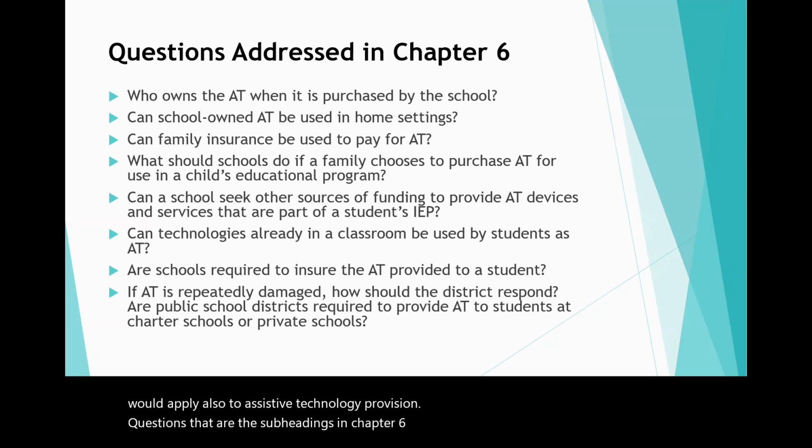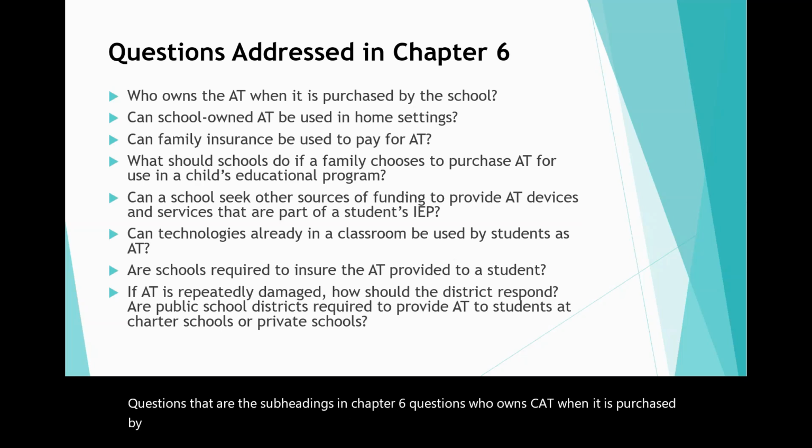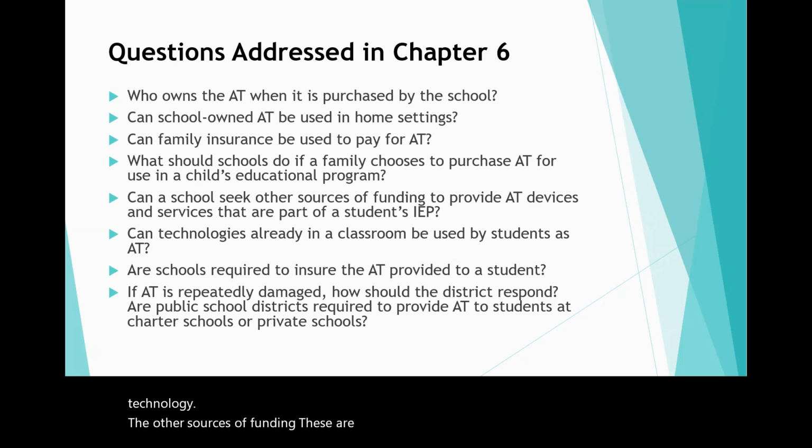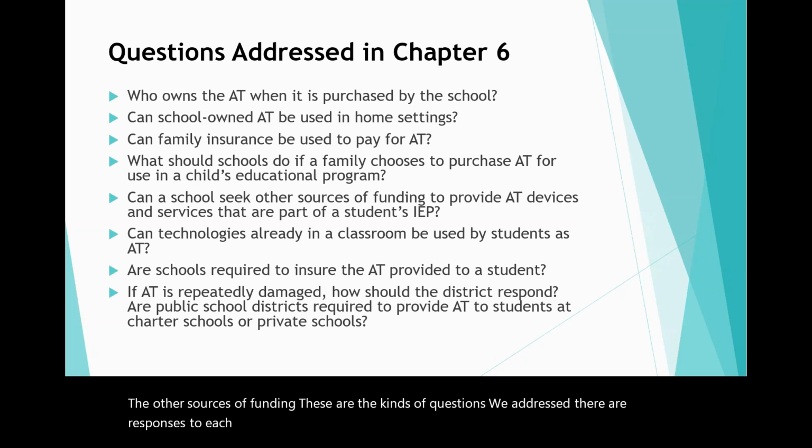These are the questions that are the subheadings in Chapter 6. Questions like who owns the AT when it is purchased by the school? Can family insurance be used to pay for assistive technology? Can a school seek other sources of funding? These are the kinds of questions we address. There are responses to each of these questions in Chapter 6.